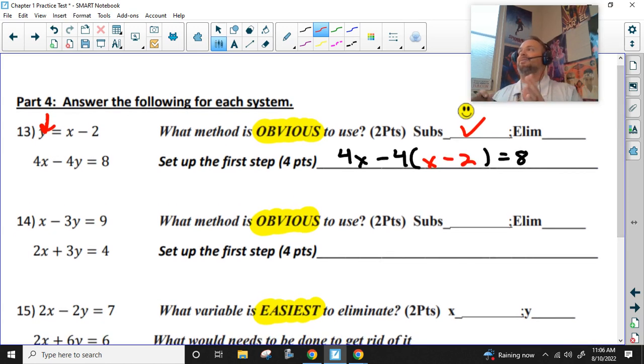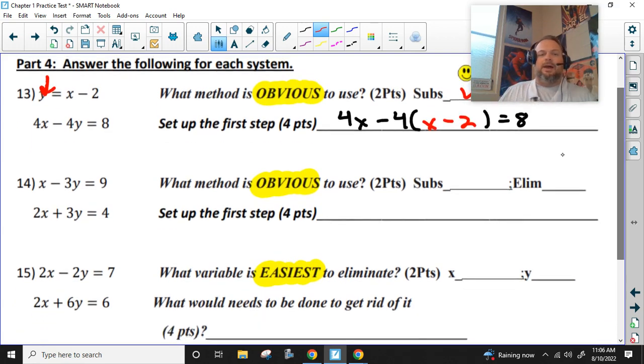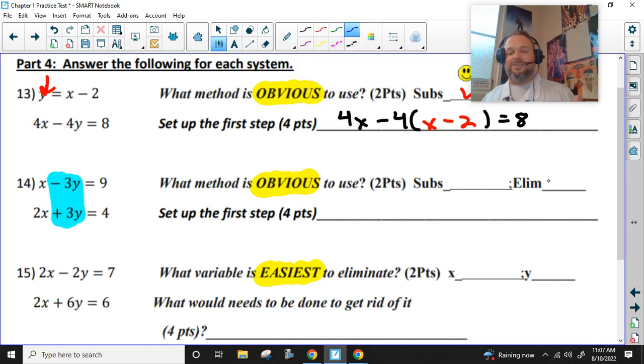Now, when I say obvious, think about what to look for in those different situations. Like if you look at me, you would say, obviously, he loves food. All right. Number 14, obvious to use. Some of y'all are slow on the uptake on that joke. These have the same terms, different signs. So that's why I said it's obvious for elimination.